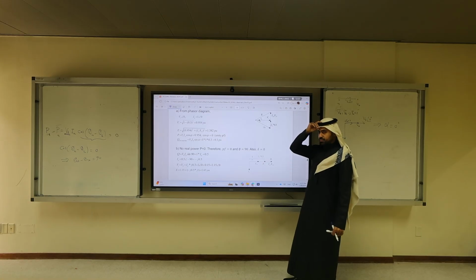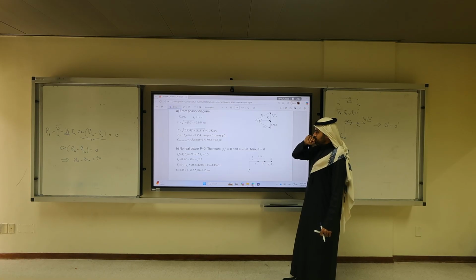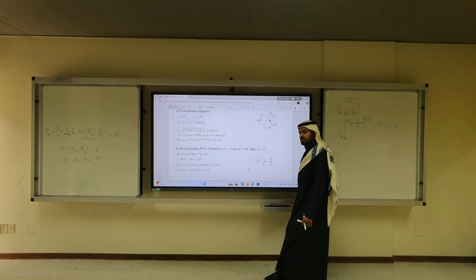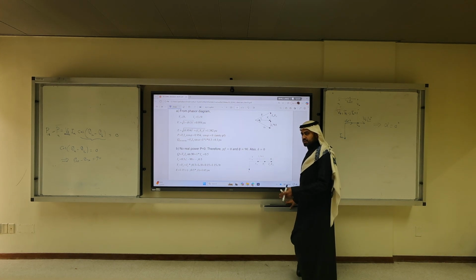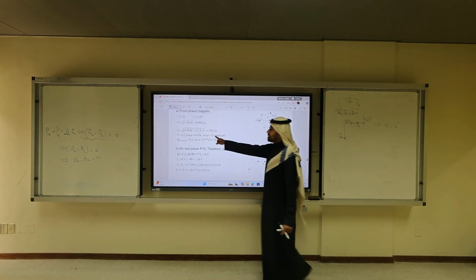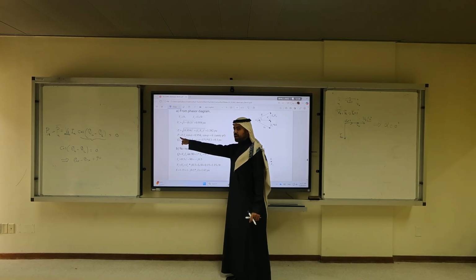I think there is a mistake. Cosine phi equals 0 and unity power factor. Shouldn't it be 1? Or is it 0? Cosine phi equals 0. Shouldn't it be 1? Cosine 90 is zero. Cosine 0 is 1. So theta. It means I and V are in phase.